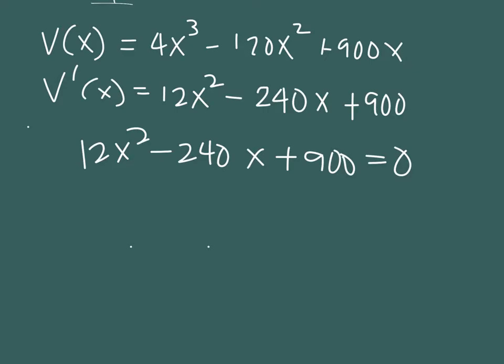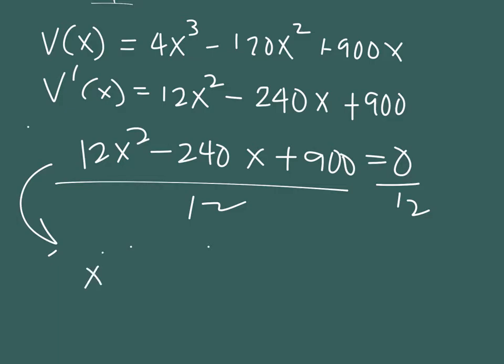So all numbers are even, or maybe a higher number can be used to divide these numbers. Can someone check if 900 is divisible by 12? What is the answer? 75? Okay, so every number is divisible by 12 in this. So dividing by 12, it becomes x squared minus 20x plus 75 is equal to 0.